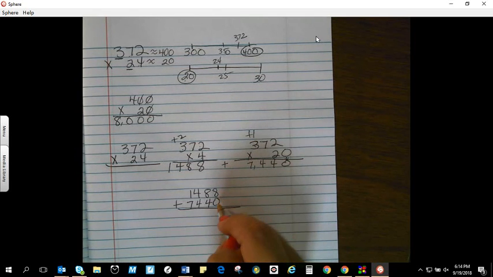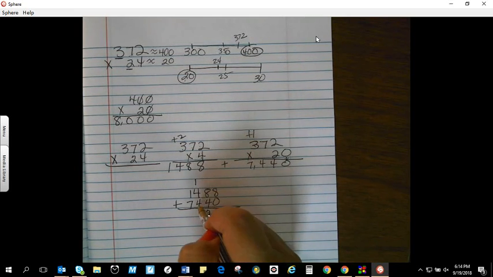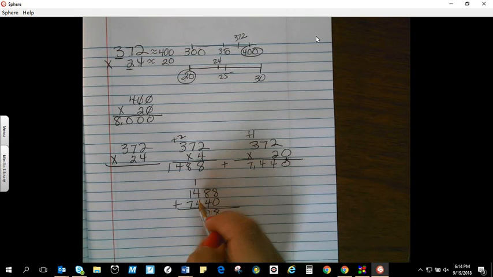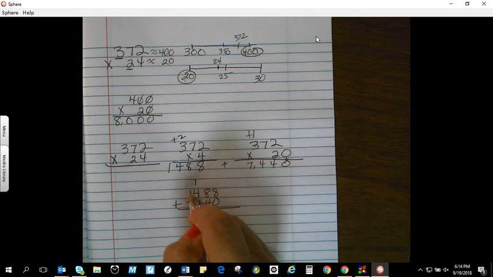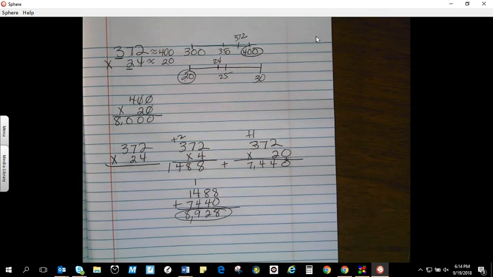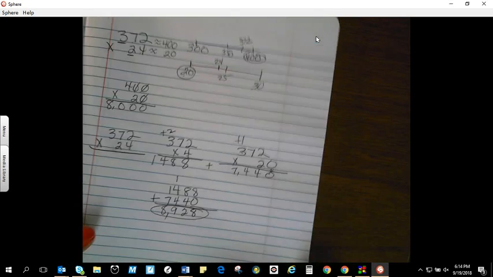And I'm going to add those up. So I have 8 plus 0 is 8. 8 plus 4 is 12. Carry my 1. 4 plus 4 is 8, plus 1 is 9. And 7 plus 1 is 8. And my answer is 8,928. And that's my exact answer.